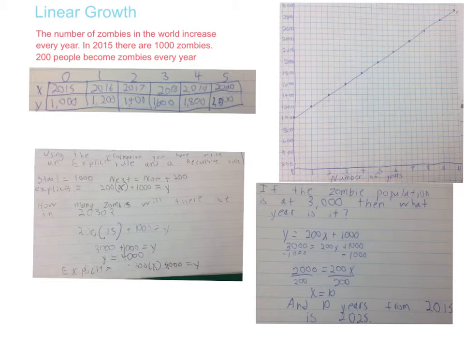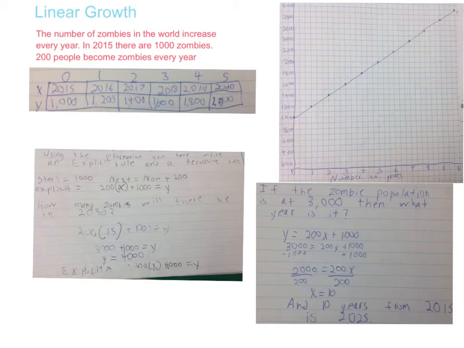For our first problem, it is how many zombies will there be in 2030? So 2030 is 15 years after the apocalypse starts, so 15 will be our x. If we plug in 15 into our equation, we'll have 200 times 15 plus 1,000 equals y. 200 times 15 is 3,000, and then if we add 1,000, we'll get 4,000. So y equals 4,000, meaning we have 4,000 zombies in 2030.